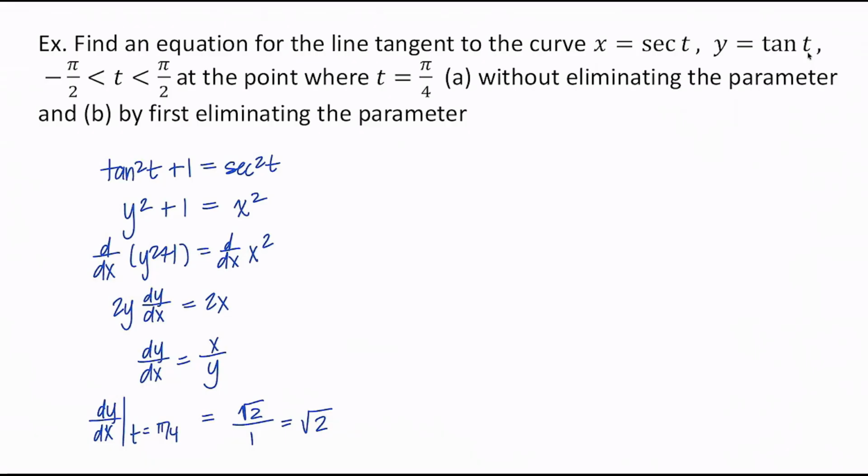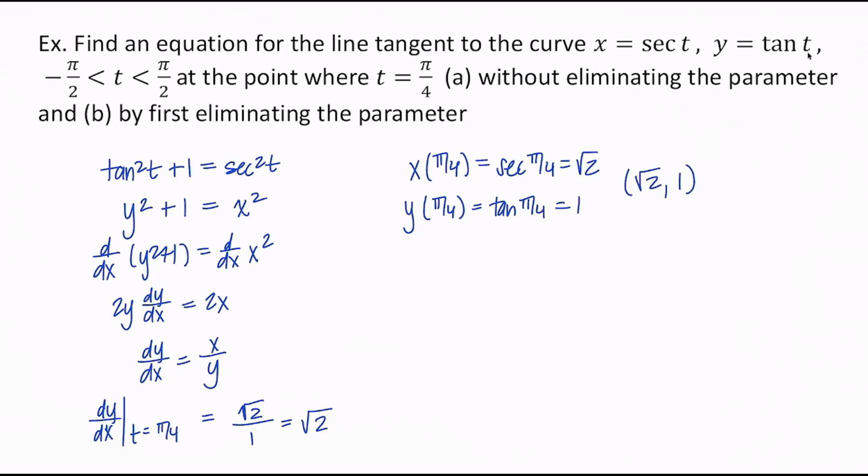And then I need x and y. Again, I need x of pi over 4, which was secant of pi over 4, which was rad 2. And y of pi over 4 was tangent of pi over 4, and that was 1. So my point, as we already know, was radical 2, 1. And so we plug it into our point slope form.